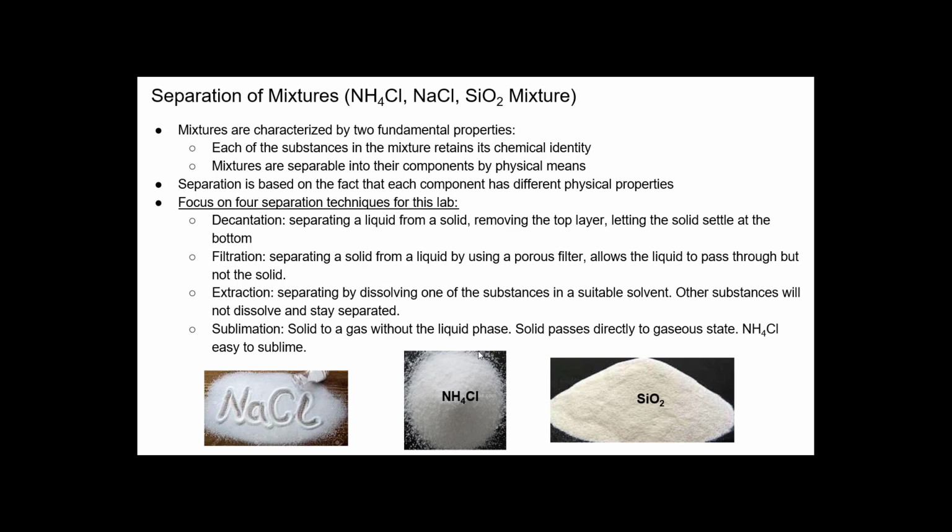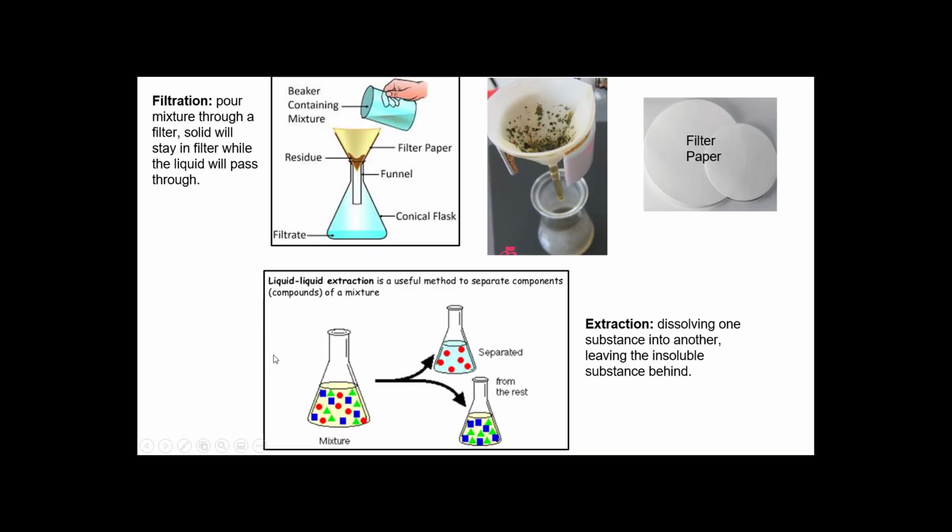The 4 here are listed in the PDF, and I put a little summary to each, but I'm going to break them down into more, explain them a little better on the next page. But they are decantation, filtration, extraction, and sublimation. If you were doing this in the lab, all of these would be used. So the first one I'm going to cover is filtration. Pour a mixture through a filter.